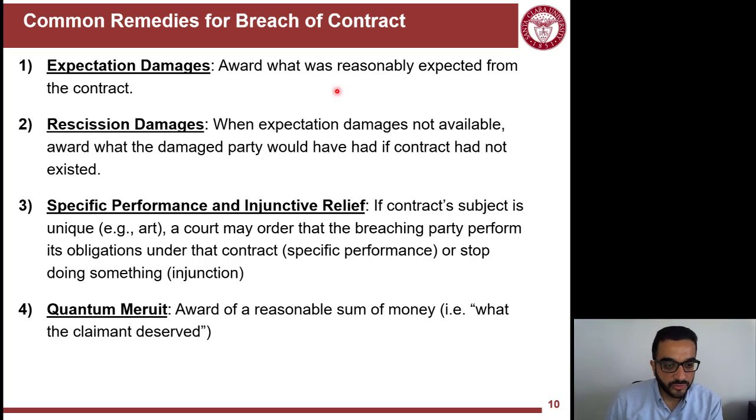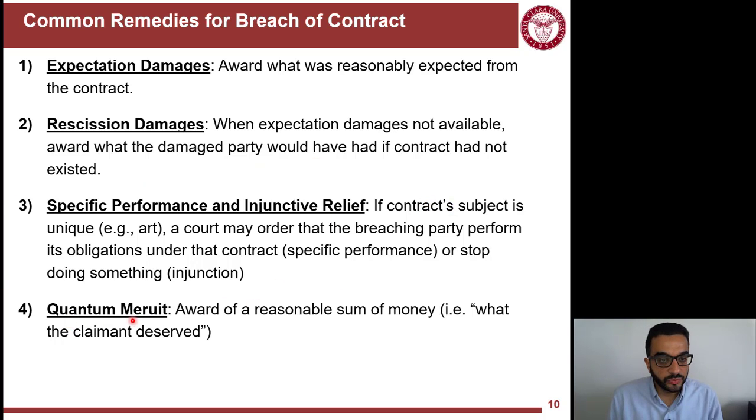And then the third special one here is specific performance and injunctive relief. So it's mainly for a very special type of subject, like art. So in this case, the breaching party will have to perform its obligations under the contract or stop doing that in some way. So that's not applicable that much in construction.